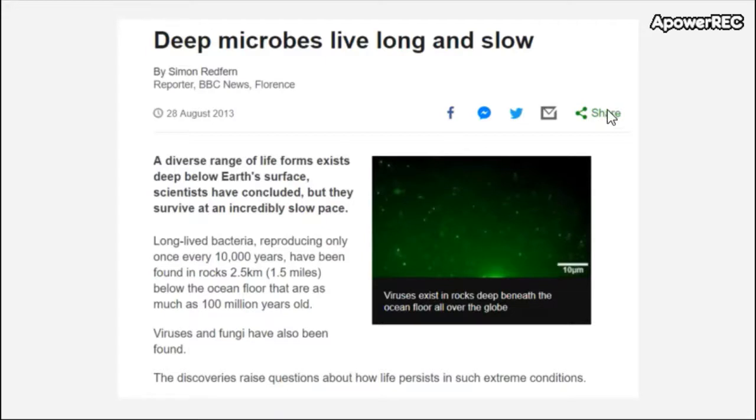However, there are some microbes that grow very, very slow. So this paper right here shows that there are long-lived bacteria that are reproducing only once every 10,000 years that live in rocks deep in the soil, about 1.5 miles below the ocean floor. And they can be as much as 100 million years old. So microbes have a diverse array of survival strategies, and so in certain environments where nutrients are not always the best or environmental conditions aren't always the best, they just grow slower rather than dying.